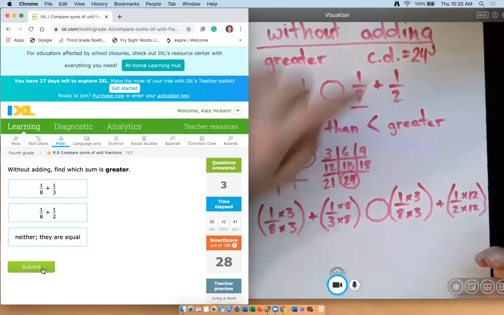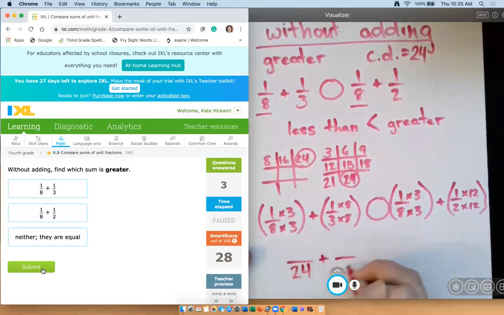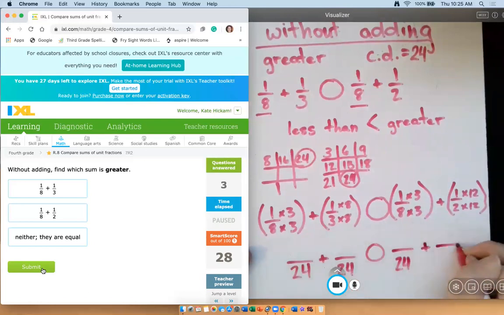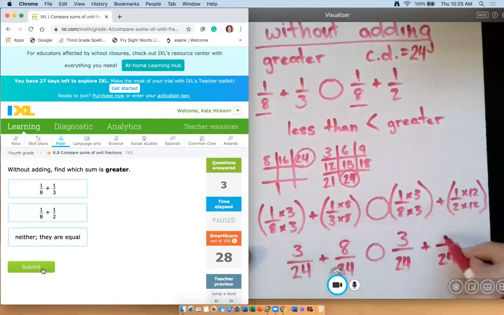So I already know that my bottom number is going to be 24 for all of these. My denominator is 24. That's why it's a common denominator. It's the same denominator for every single one. Then 1 times 3 is 3. 1 times 8 is 8. 1 times 3 is 3. 1 times 12 is 12. So I did my math.